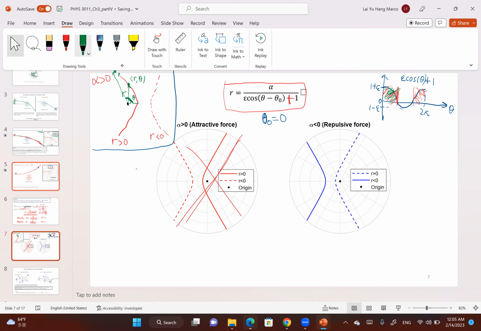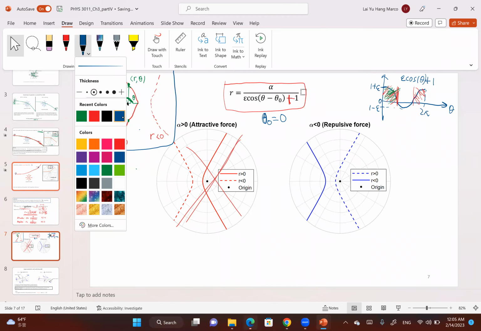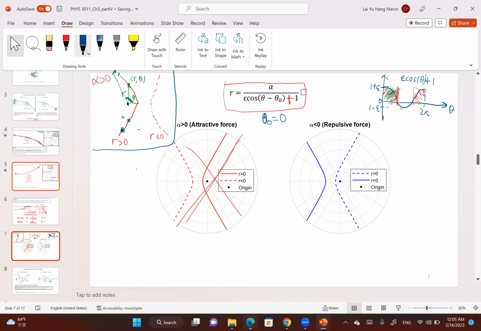Similarly, if I'm over here or here, for the theta angle, if I'm over here, then the theta I have is this one. For that case, I'm within this range over here, so I still get R greater than 0.